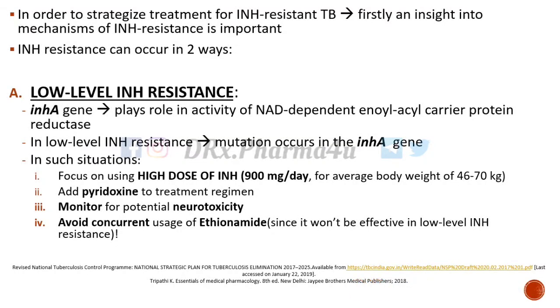So low-level isoniazid resistance simply means that there is a mutation in the INHA gene, as a result of which low-level isoniazid resistance occurs. But it doesn't mean that we cannot use that molecule. We can use it, but at a very high dose, approximately 900 milligram per day based on your body weight. Pyridoxine should be given and the patient should be closely monitored for any kind of neuropsychiatric problems or neurotoxicity.